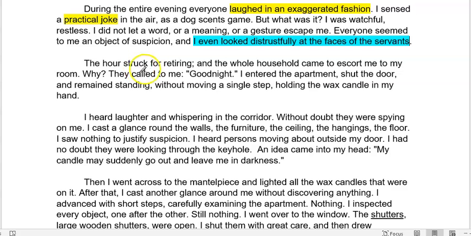"The hour struck for retiring," meaning going to sleep, going to bed, "and the whole household came to escort me to my room. Why? They called to me, 'Good night.' I entered the apartment," which is basically just a big bedroom, "shut the door, and remained standing without moving a single step, holding the wax candle in my hand." Now, why is he doing that? That's kind of a silly thing to do, right? Just go lay down in bed and go to sleep. But no, he goes in, he shuts the door, and he just stands there.